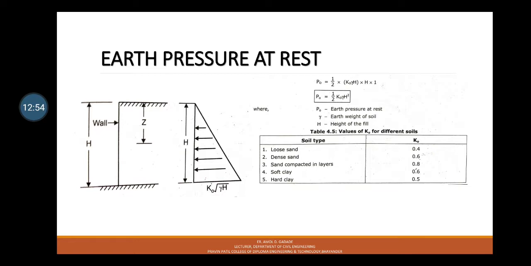Here the table shows different values of K0 for different soil types. For loose sand it is 0.4, dense sand it is 0.6, sand compacted in layers it is 0.8, soft clay it is 0.6 and hard clay it is 0.5.